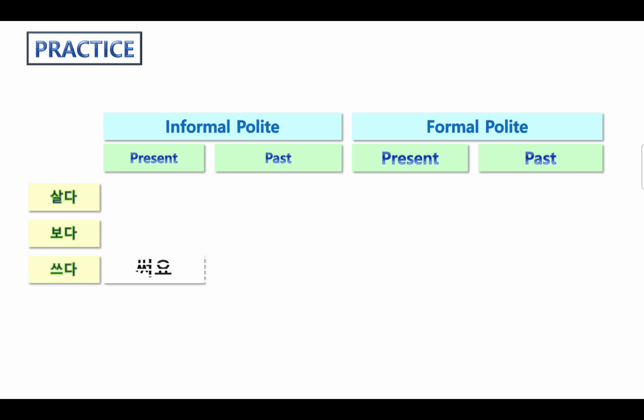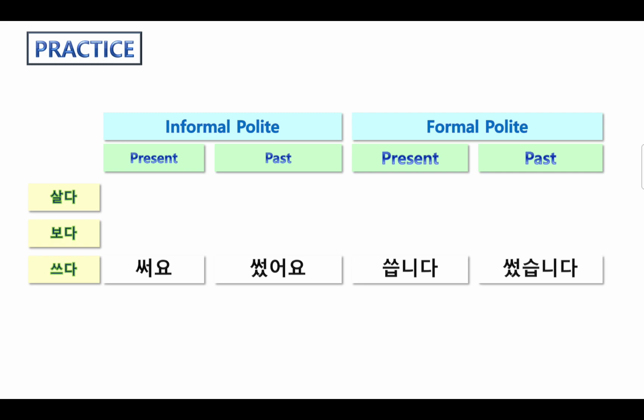쓰다. 써요, 쓰어요. And 으 is omitted. 써요. And past tense, 쓰 plus 었어요. So, 썼어요. Present tense, 쓰 plus ㅂ니다. So, 씁니다. Here, 으 is not omitted because there is no vowel. Okay, so 씁니다. And this is 쓰었. So here, 으 is dropped because of the vowel. So 썼습니다.